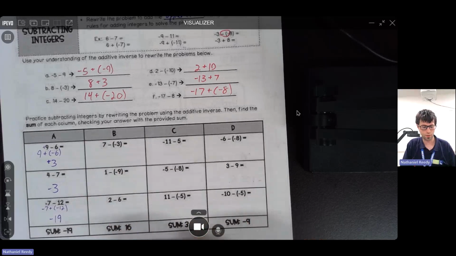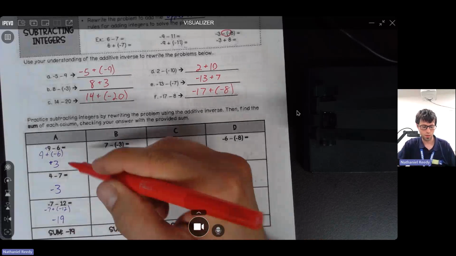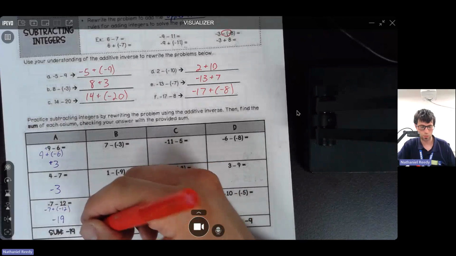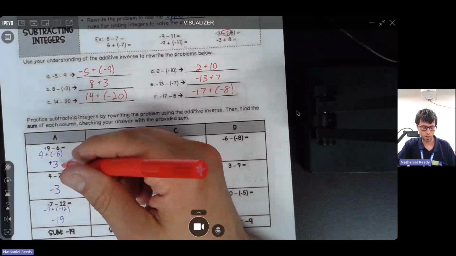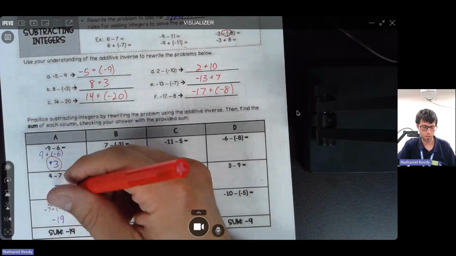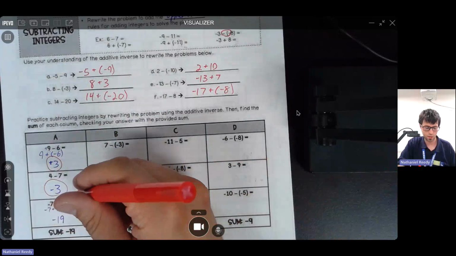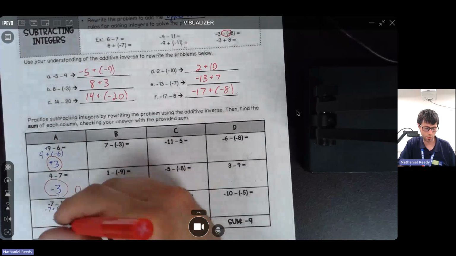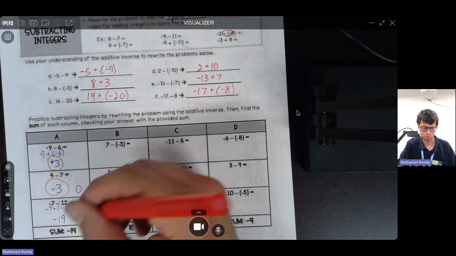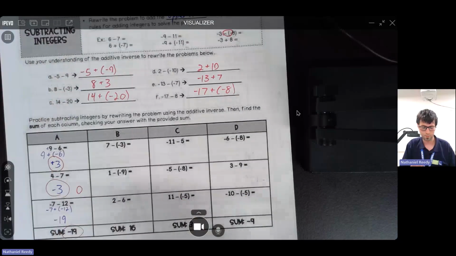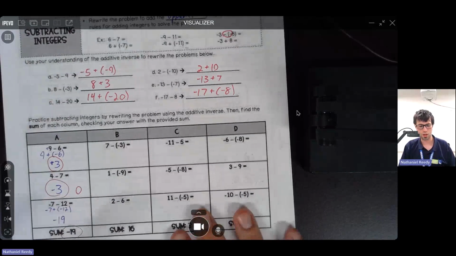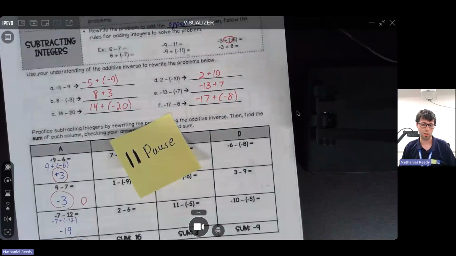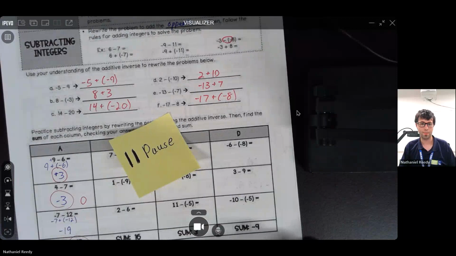So let's check our answers to see if we did okay. So positive 3 plus negative 3 plus negative 19, that equaled negative 19. Well, positive 3 and negative 3, well, that adds up to be 0. And 0 plus negative 19, well, 0 plus anything is just whatever you're adding it to. So yeah, we got that right. Okay, let's try the next column. So why don't we pause the video right there? I'll have you guys try the next column.